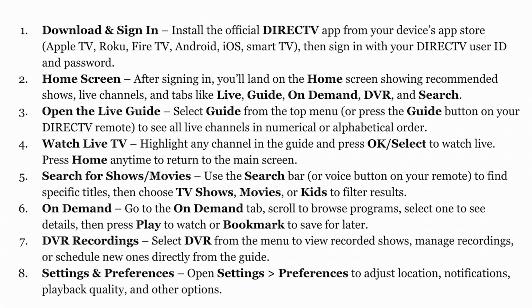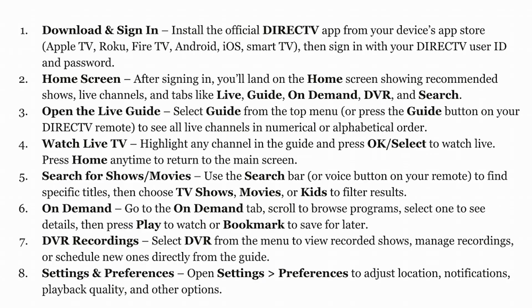Search for shows and movies. Use the search bar to find specific titles, then choose TV, movies, or kids to filter results. Go to the On Demand tab, scroll to Browse Programs, select one to see details, and press play to watch or bookmark to save for later.